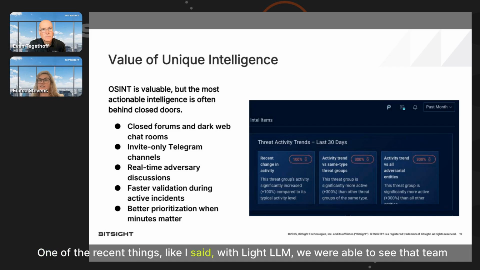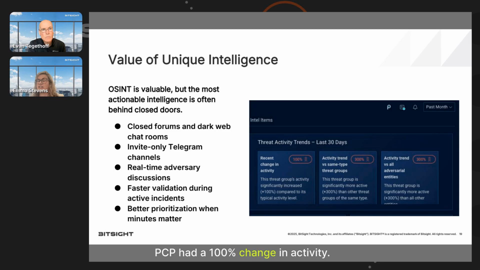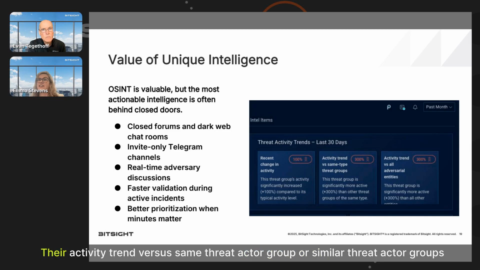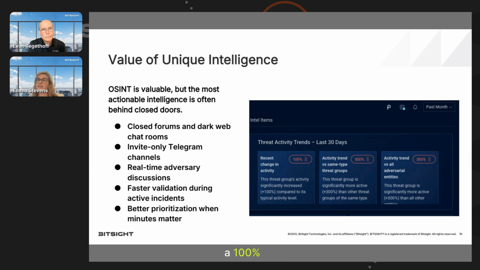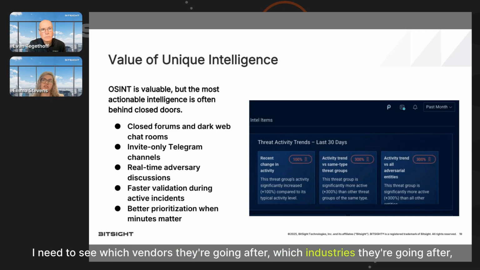One of the recent things, like I said, with LiteLLM, we were able to see that Team PCP had a 100% change in activity. Their activity trend versus same threat actor group or similar threat actor groups went up by 300%, and their activity trend versus all overall adversaries went up by 100%, or 300%, sorry. So being able to see that and see, okay, this group is active. They're not in hibernation. They're actively targeting these. I need to watch this group closely. I need to see which vendors they're going after, which industries they're going after, and make sure not only my vendors are protected, but that they're also protecting my information as well.